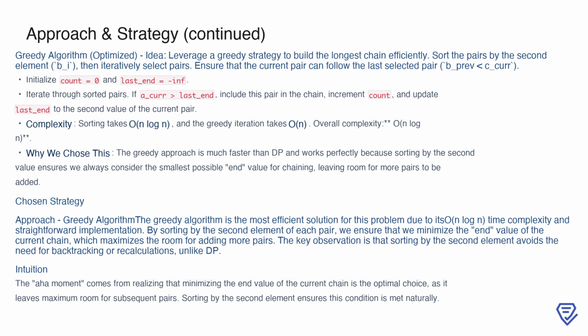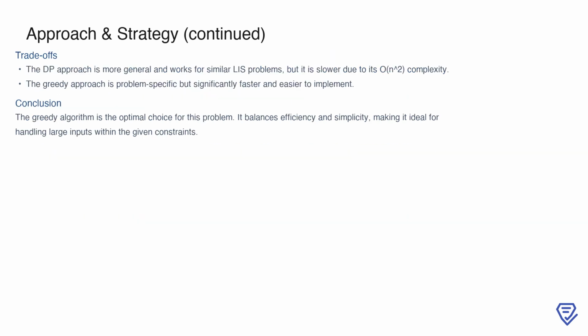This efficiency, combined with the simplicity of implementation, makes the greedy approach highly suitable. The key insight is that sorting by the second value naturally optimizes the chain without requiring backtracking or recalculations, as would be necessary in the DP approach. While the dynamic programming approach is versatile and can handle similar longest increasing subsequence problems, it is slower due to its O(n squared) complexity.